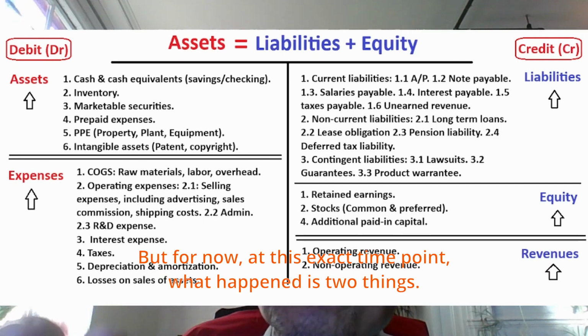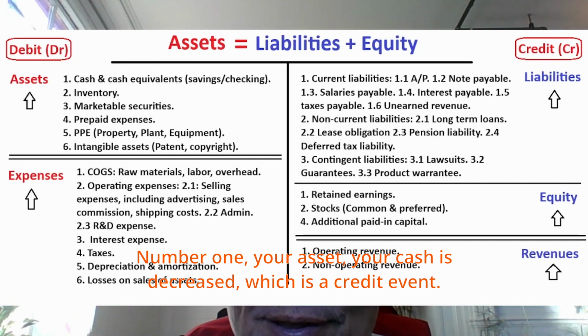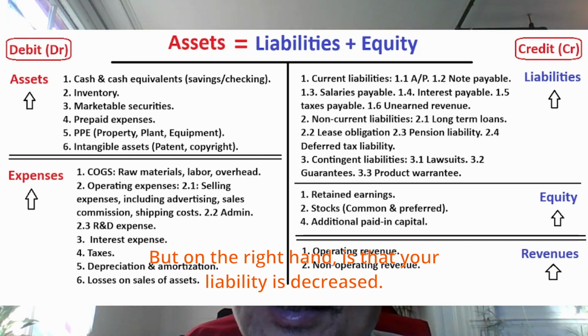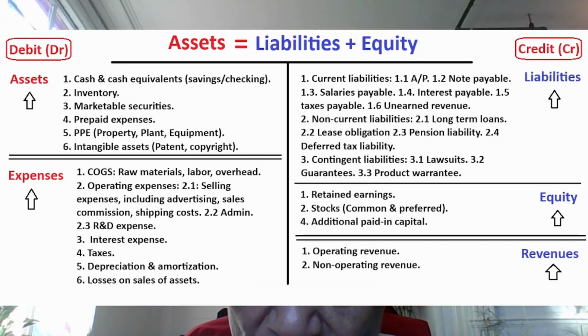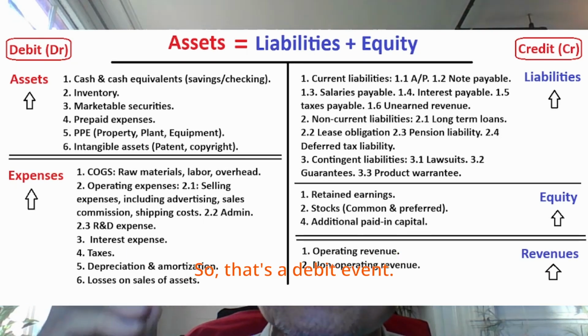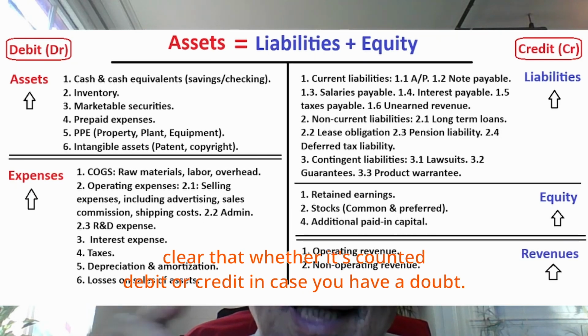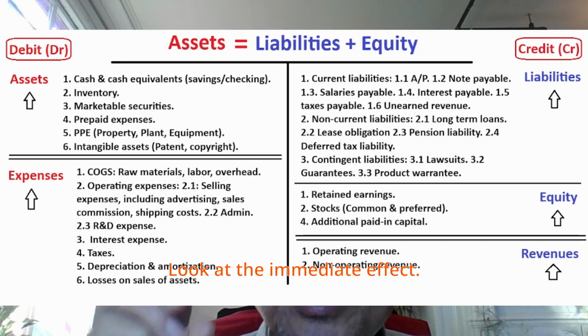But for now, at this exact time point, two things happened. Number one, your asset, your cash, is decreased, which is a credit event. On the right-hand side, your liability is decreased, because the minute you pay off the loan, your liability is decreased. So that's a debit event. This is your last key to make yourself clear whether something is counted as a debit or credit. In case you have a doubt, look at the immediate effect.